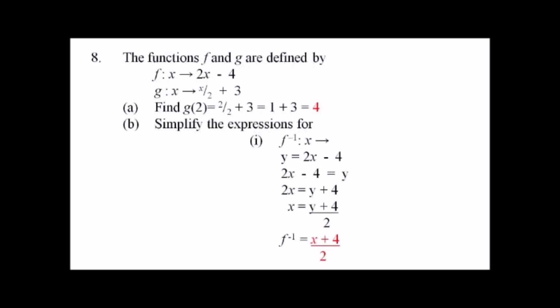And we move on to number 8. We have to find g of 2. And g of 2 worked out to be 4 when you substitute 2 in for x in g of x. And then simplify the expression for f to the negative 1, the inverse of f.